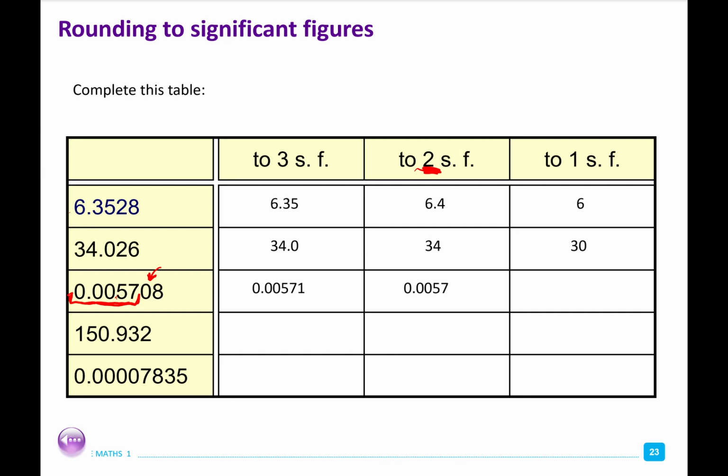Rounding to 1 significant figure. We keep the 1st value. We look at the value after the 1st significant figure to see whether we round up or round down. This value is greater than 5, and therefore we round up. This gives us 0.006.